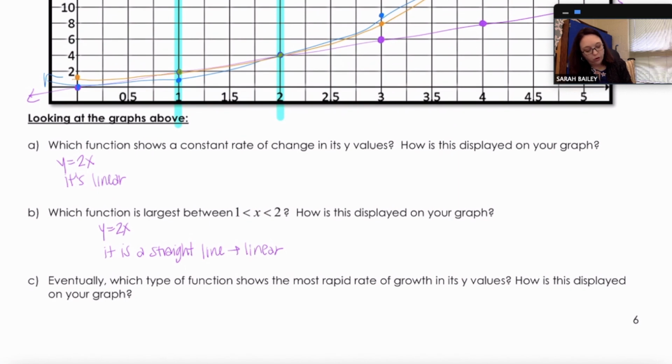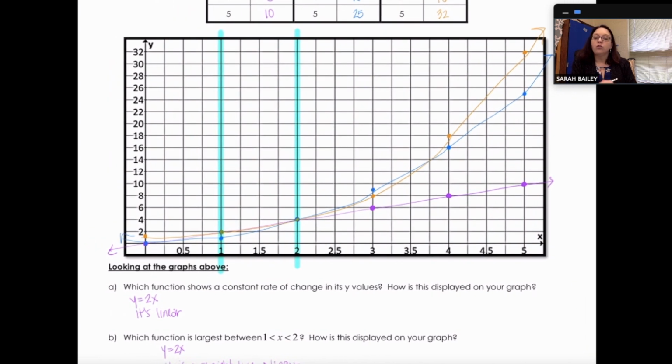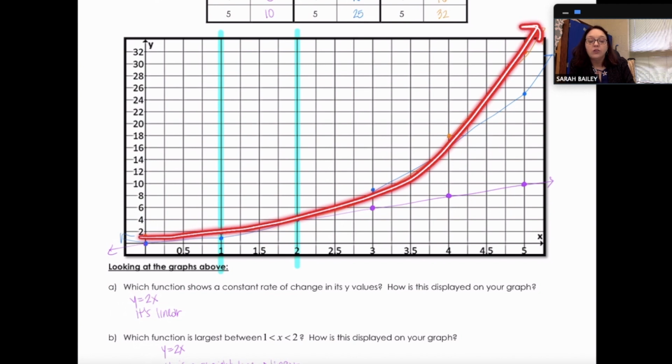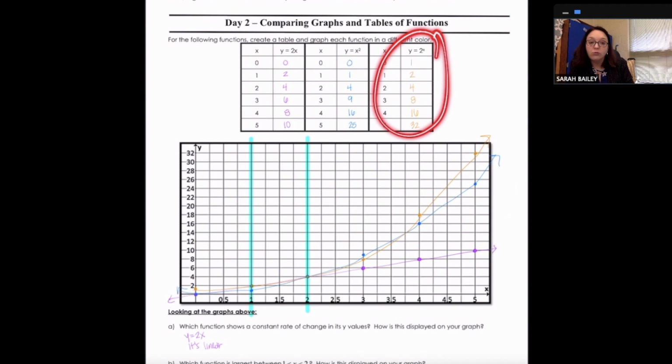Eventually, which type of function shows the most rapid rate of growth in its y values, and how is this displayed in your graph? So looking here, ignore the blue lines. So my orange one gets the steepest first, right? So which one does that go with? That goes with this one, y equals 2 to the x power. So that one, y equals 2 to the x, shows the most rapid rate of growth, and it's exponential.